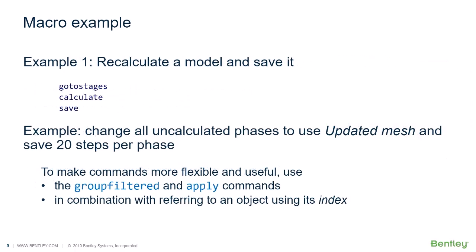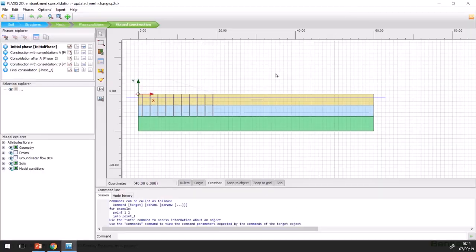So I will show two examples. One will be to just recalculate the model and save it. And the second example, which I will show directly afterwards, is that I will change all uncalculated phases to use updated mesh and then save 20 steps per phase. So let's start Plaxis 2D. I already loaded the model.